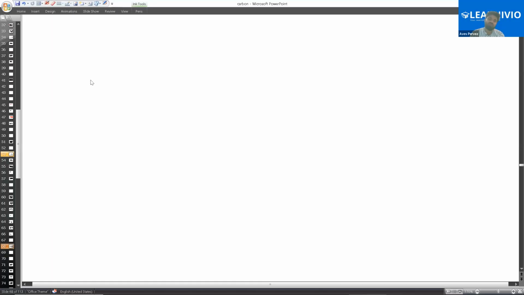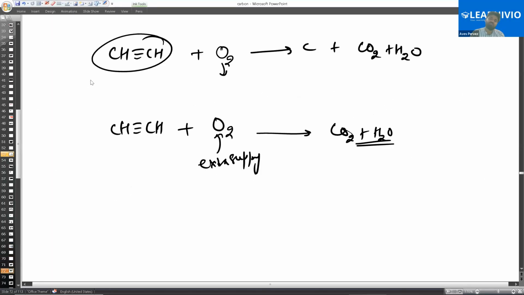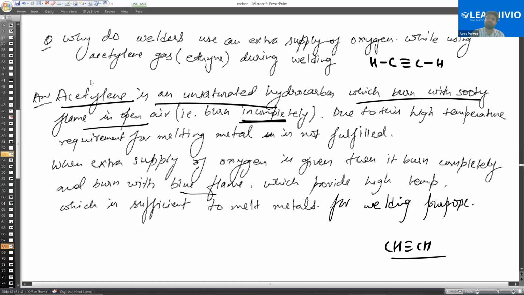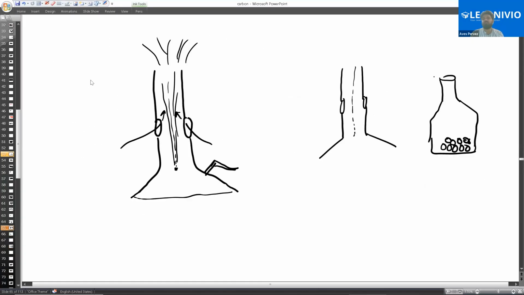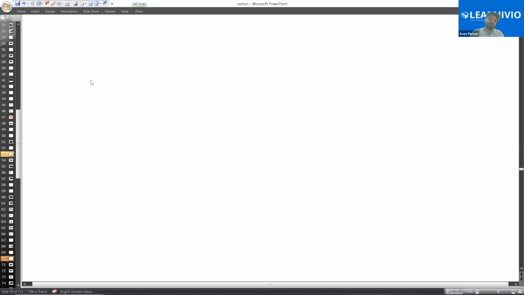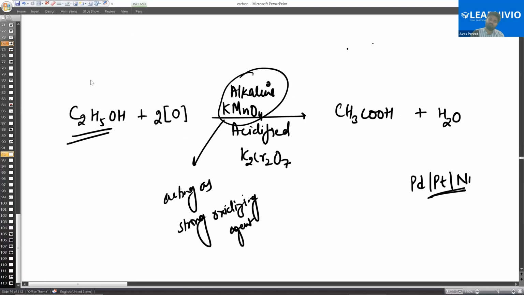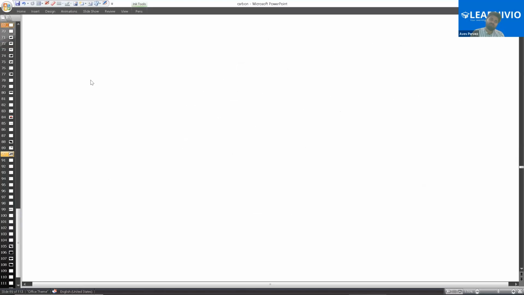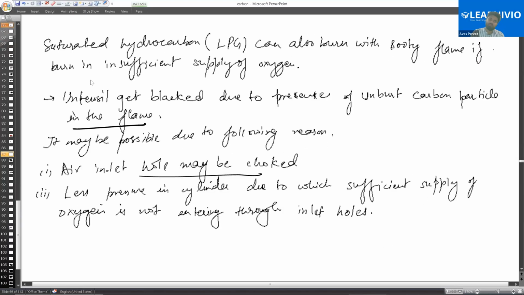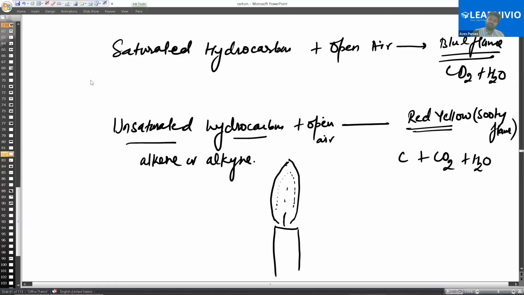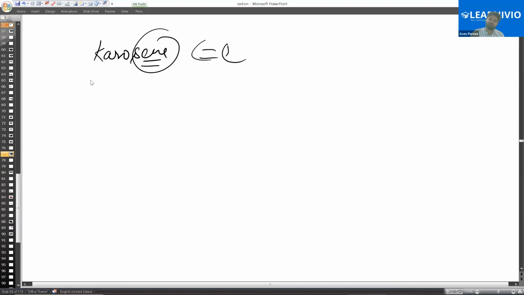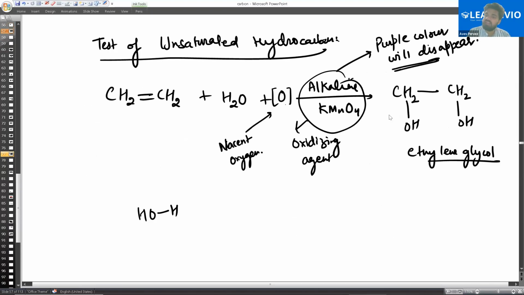Very good. So now there is a question that usually comes: there are two types of tests generally asked. One is the combustion test. Another one is the bromine water test. Actually, when we add unsaturated hydrocarbon with alkaline KMnO4, which is called Bayer's reagent, it gives ethylene glycol.